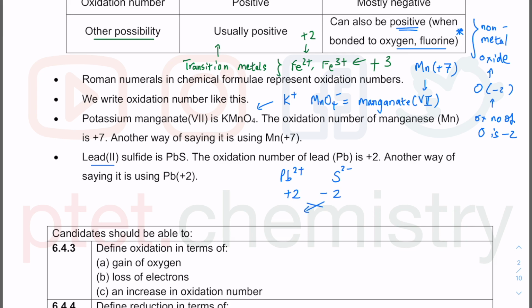You know the charge will need to be cancelled out when you balance the equation. That's why you get 1 Pb2+ and 1 S2-. The oxidation number of lead in Pb2+ is +2. The oxidation number of sulfur in S2-, or in PbS, is -2.